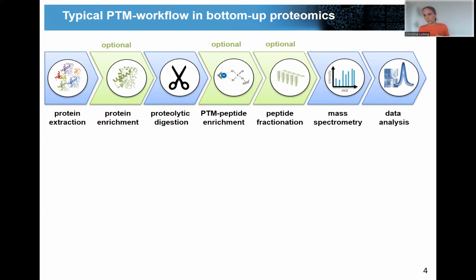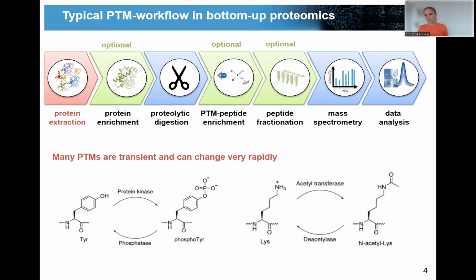And the first important point to consider when you want to do PTM proteomics is this protein extraction step, because there is one problem with not all, but some PTMs, which is that PTMs are transient and can change very rapidly. So we have reversible reactions ongoing. For example, for phosphorylation, we have kinases that attach the phosphate group, and we have phosphatases that remove them. Or in acetylation, we have the acetyltransferases and the deacetylases. And these reactions can be very fast, within seconds.